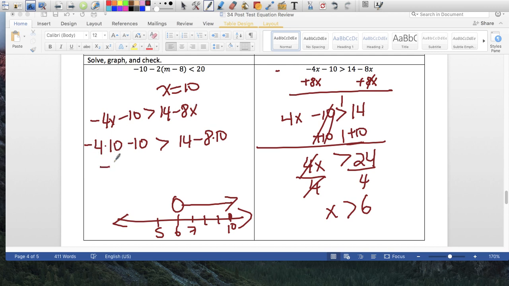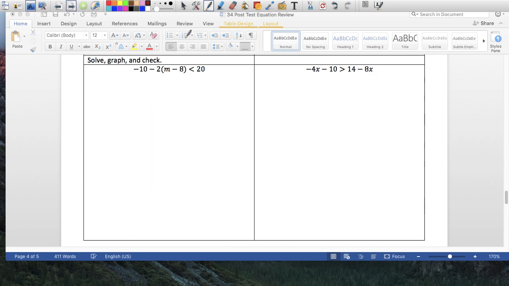Multiply. Negative 4 times 10 is negative 40, minus 10. Negative 40 minus 10 is negative 50. On this side, it's 14 minus 8 times 10, which is 80. And then 14 minus 80 is negative 66. And negative 50 is definitely greater than negative 66. Remember, with negative numbers, the smaller you are, the bigger your value.